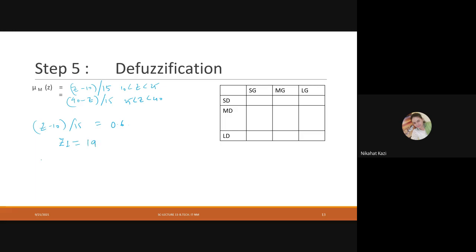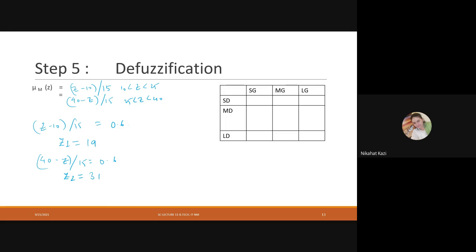Similarly, for the second equation, you find the z value. Let us call it z2. Z2 is 15 times 6 is 90, 9, 40 minus 9 is 31.